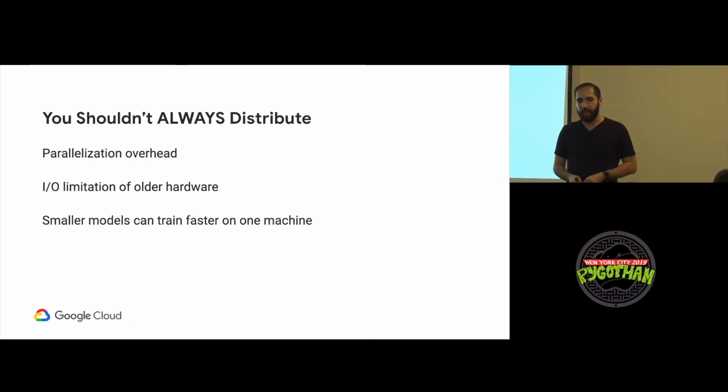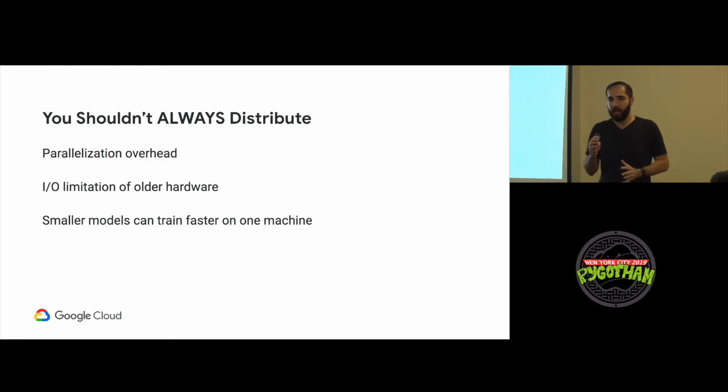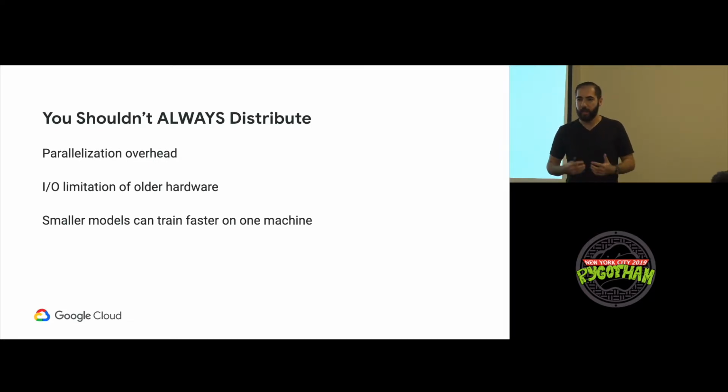And also, a lot of ways to parallelize actually rely on all of the machines having roughly similar computational power. So you might have limitations based on I/O from older machines. So there are definitely things to think about here. And just because you can distribute doesn't mean you necessarily should.